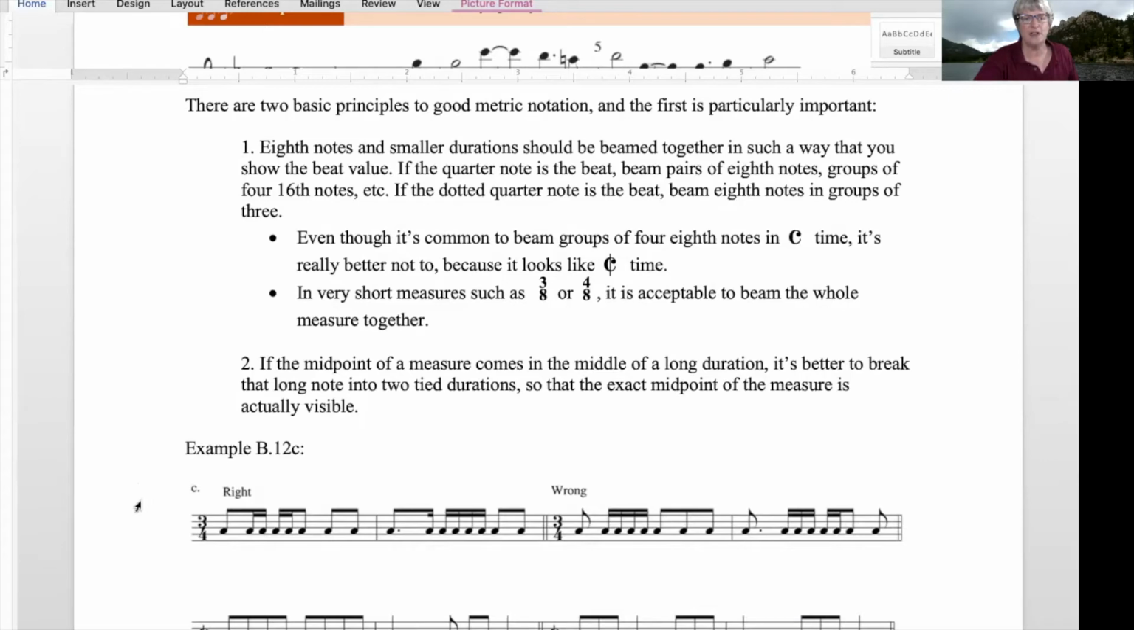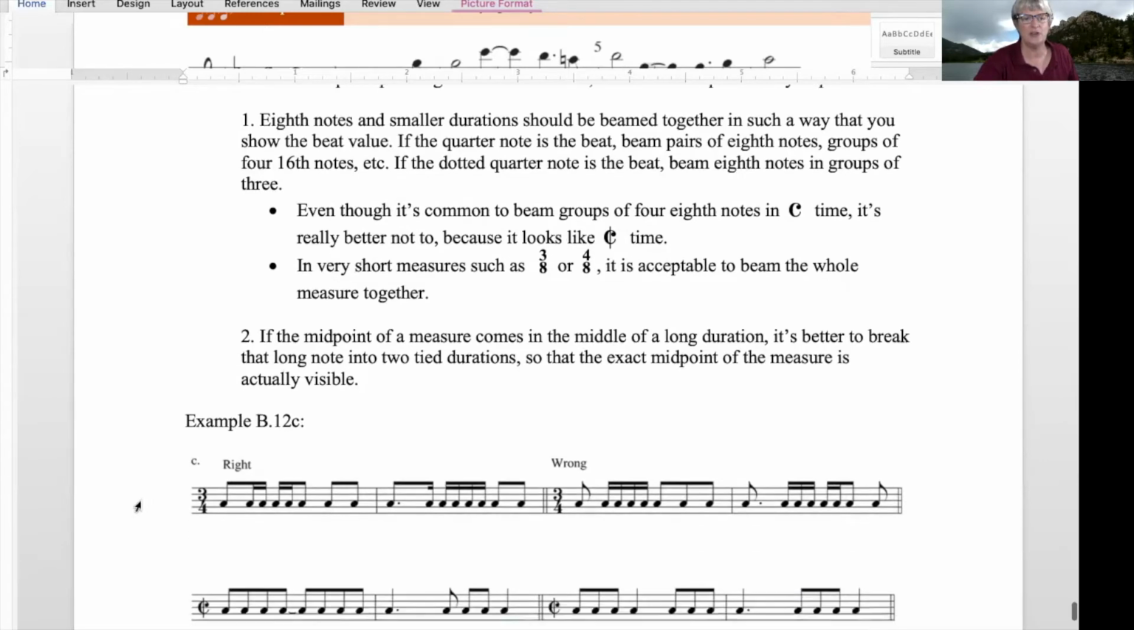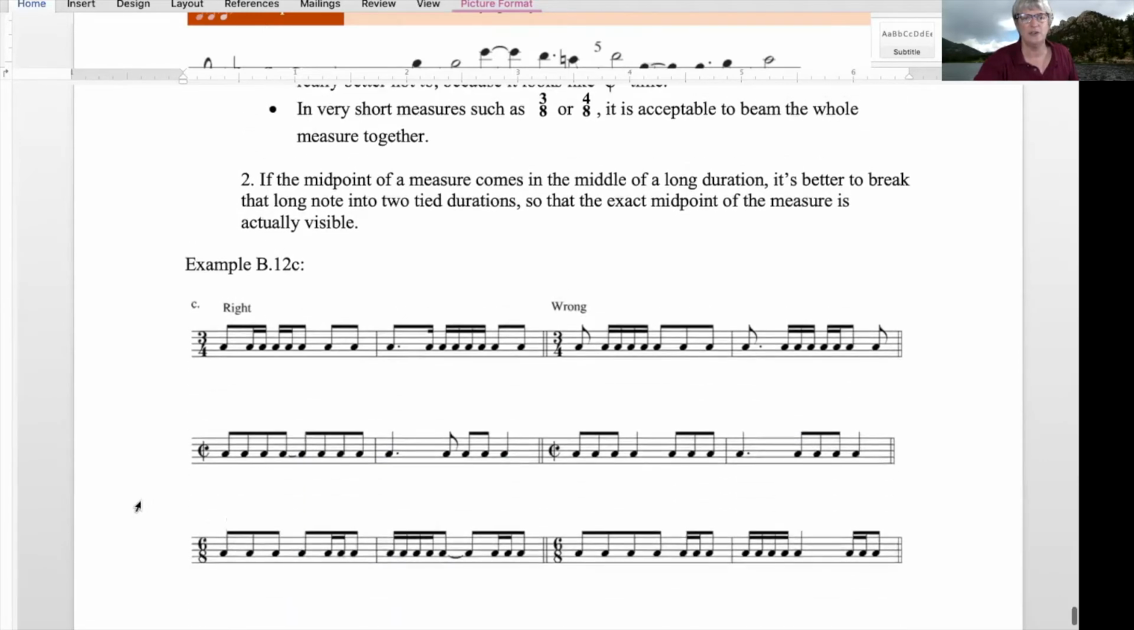So let's look at example B.12c, which has a few examples. In the top example, we see a correct way to use beams for these short notes. We're in 3/4. There should be 3 beats per measure, each beat being the length of a quarter note. This beaming shows us exactly where the beats are. It makes it really clear how to fit these notes into a 3-beat measure.